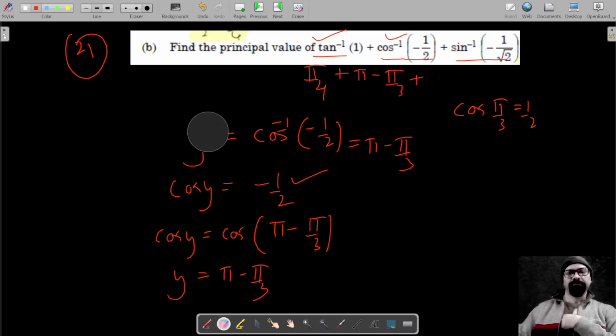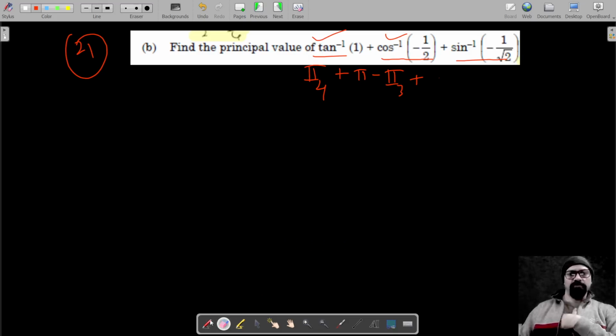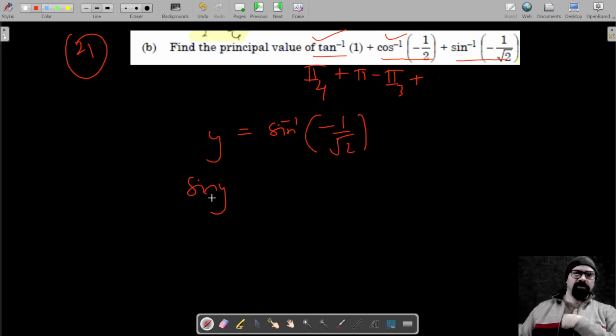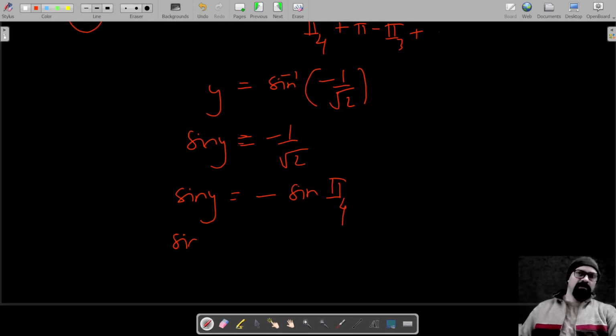Next is sine inverse minus 1 by root 2. So let's say y is equal to sine inverse minus 1 by root 2, which gives me sine y is equal to negative 1 by root 2. And I can write this as negative of sine of pi by 4. And now for sine y, we know that negative sine x is equal to sine of negative x.